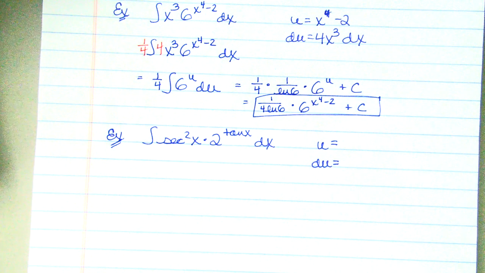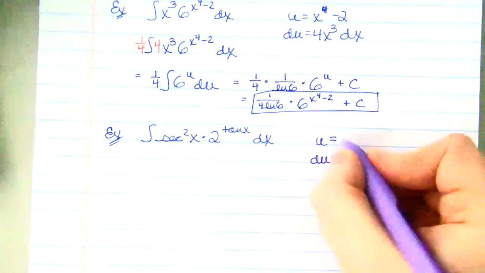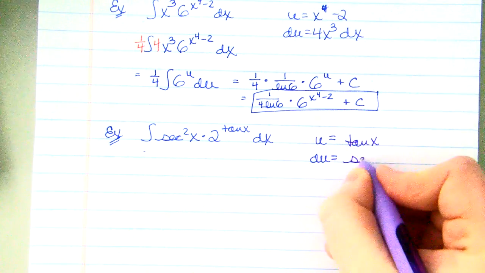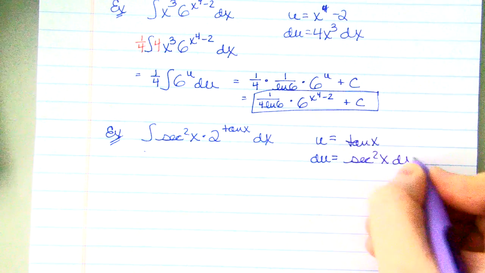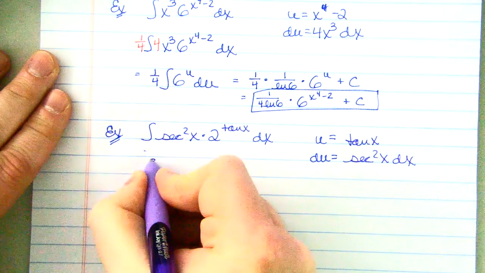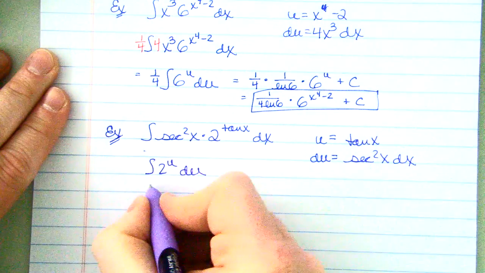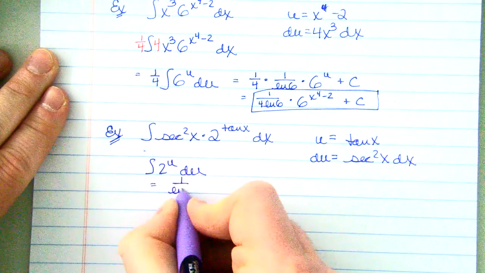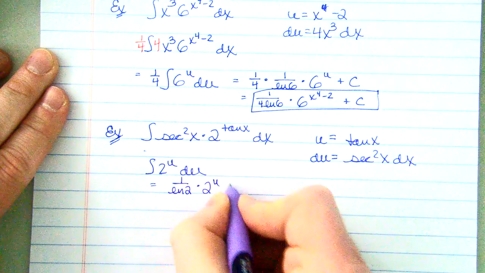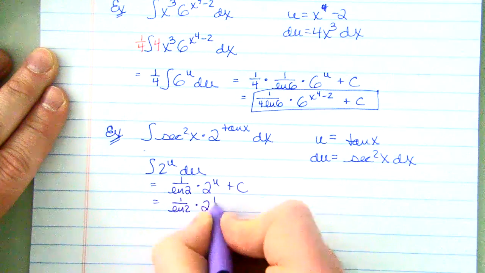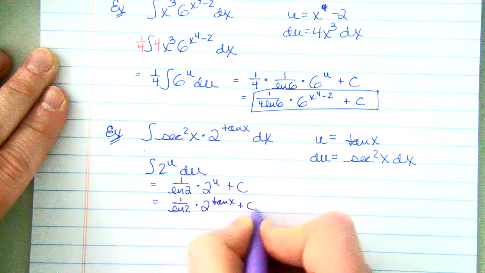Did you make u just the tangent of x? You should have. And I think I was pretty nice in how I set this one up because its derivative shows up exactly as is. Secant squared x dx is there. This problem is really just the integral of 2 to the u du. What is it? It's 1 over the natural log of 2 times 2 to the u plus a constant. 1 over the natural log of 2 times 2 to the tan x plus c.